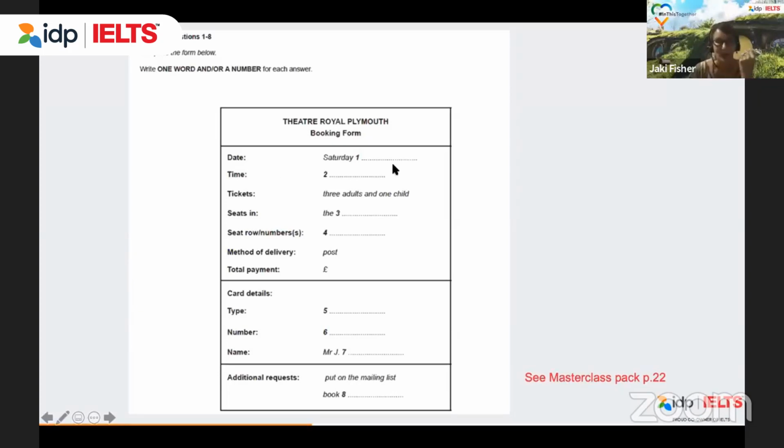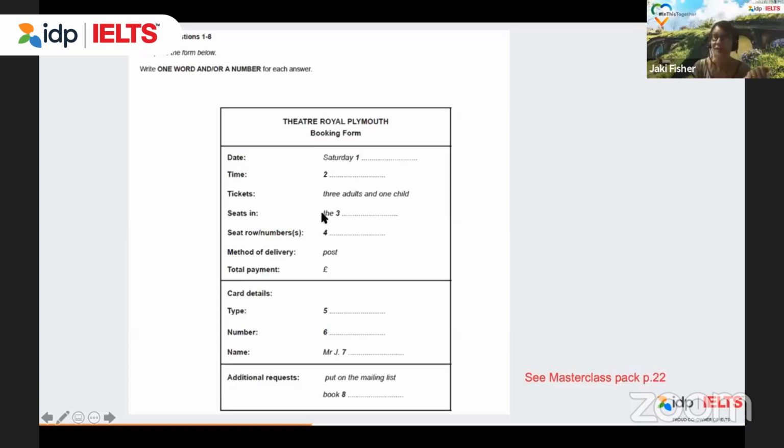Let's have a look. You are given some time. It will tell you that you have some time to look at questions 1 to 4. So what should you do? You need to quickly predict what your answer might be. Here we've got Theatre Royal, date, Saturday. That's going to be a date, probably a number and a month. Time, so that's going to be a number. Tickets, 3 adults, 1 child.